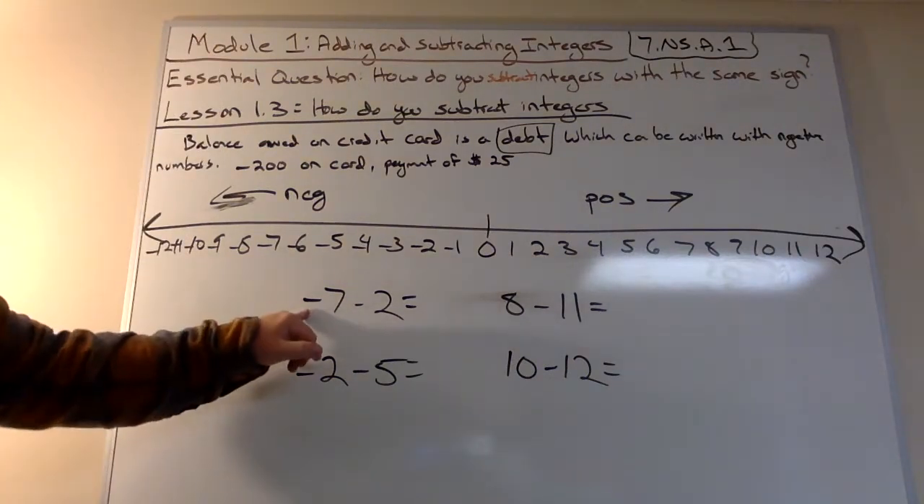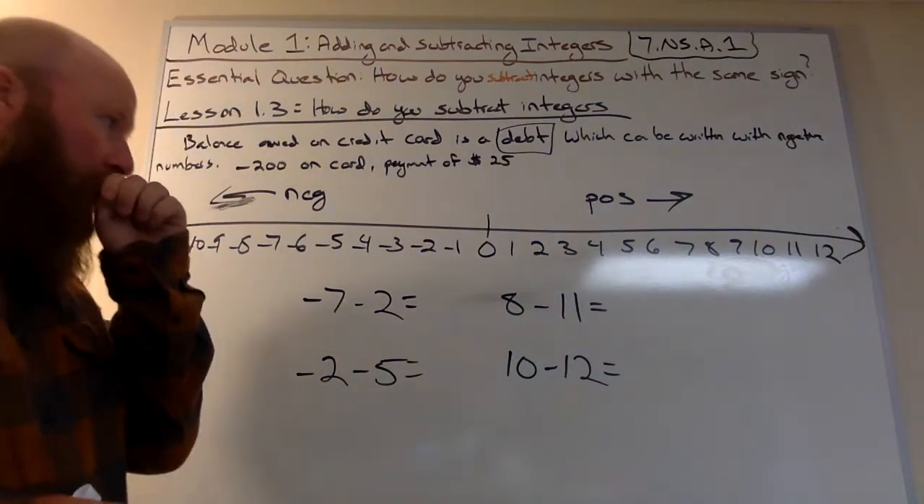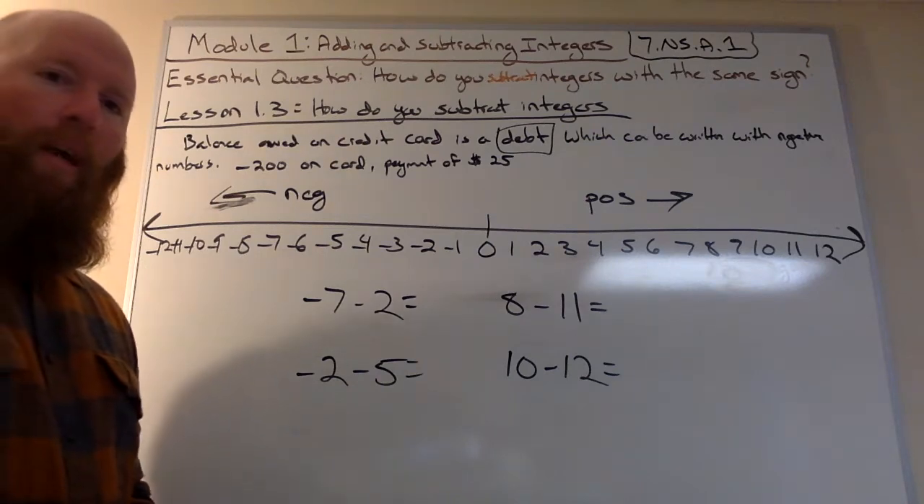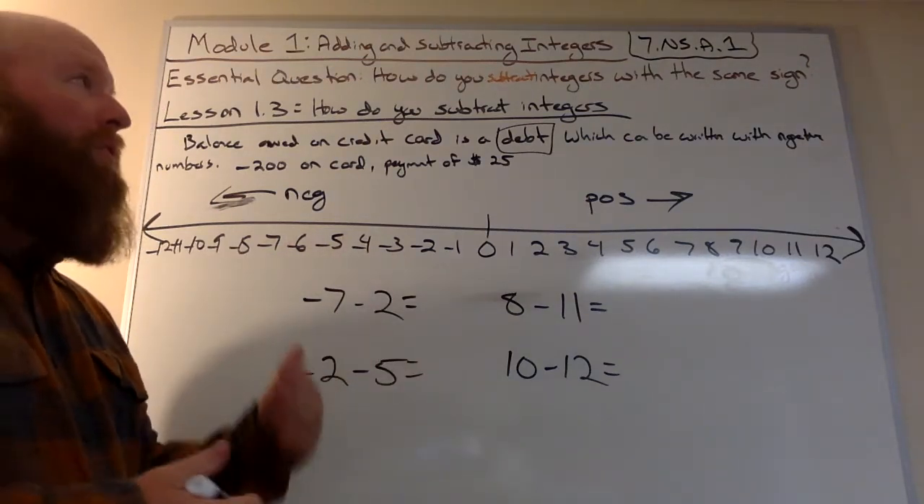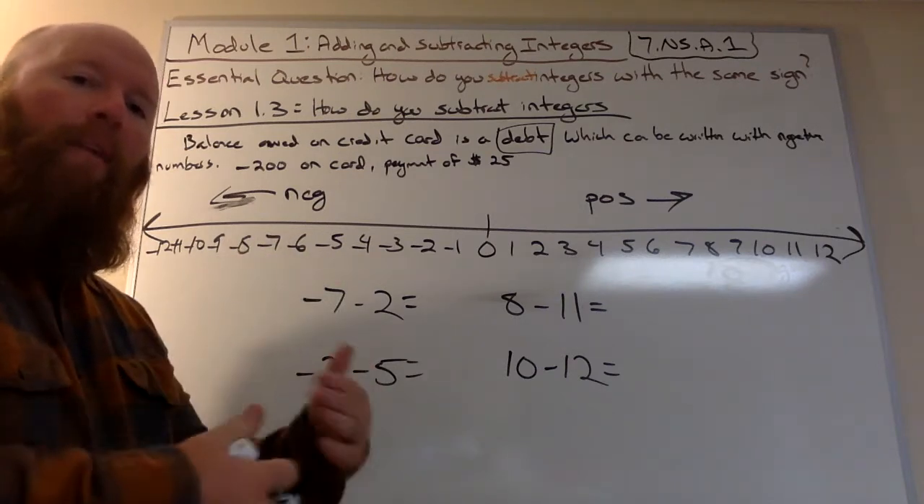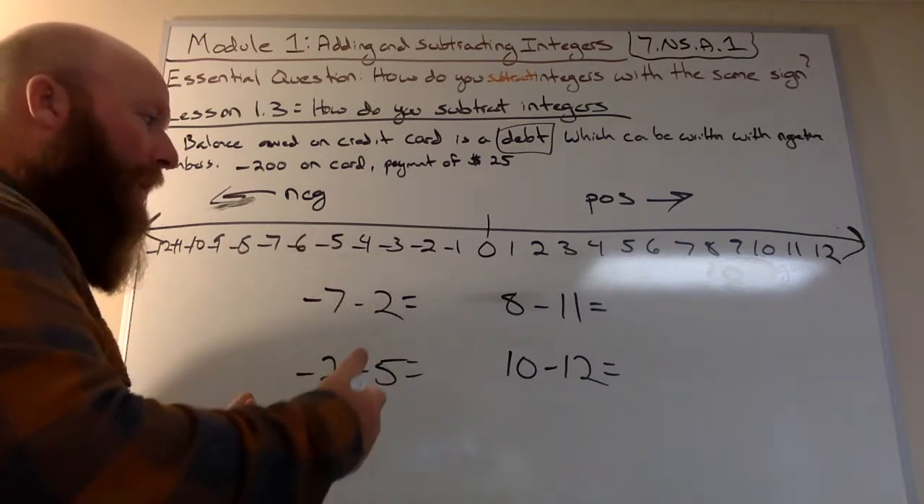So if I have a negative 7 minus 2, look at the signs that you're given. Okay, yes, it goes back to what we started in 1.1 and 1.2 because a lot of the stuff does intertwine and it really does mean the same.